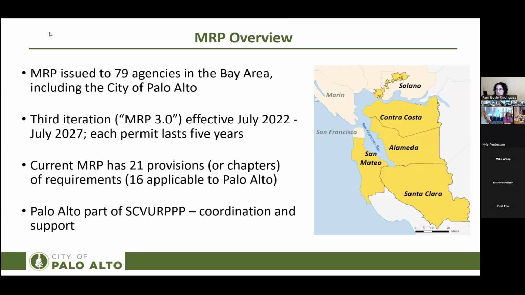As a reminder, the MRP is authorized by the Regional Water Quality Control Board for the region that oversees what flows into the San Francisco Bay, and that's part of the state agency that Karin was talking about. The MRP is issued to all these agencies that are in yellow. All these agencies have to follow the same requirements. The reason that San Francisco is not in there is because they have a combined sewer slash stormwater system, so they are under a different permit.